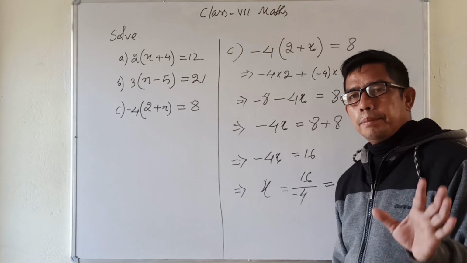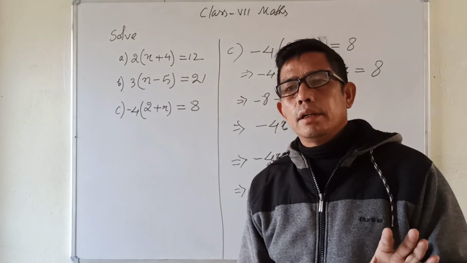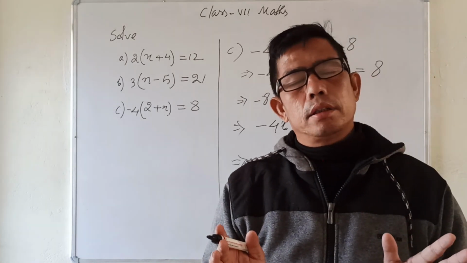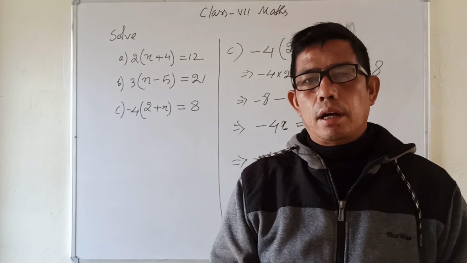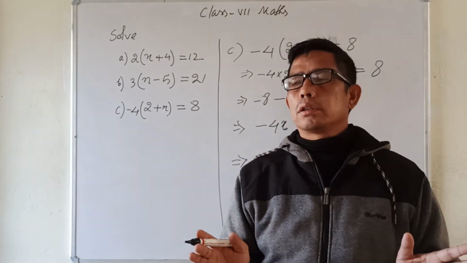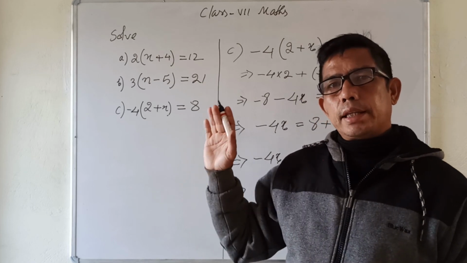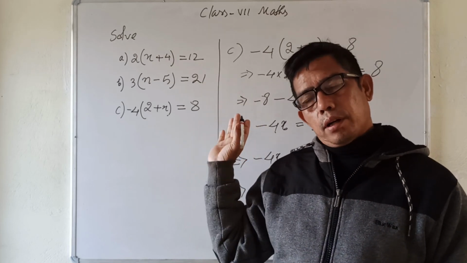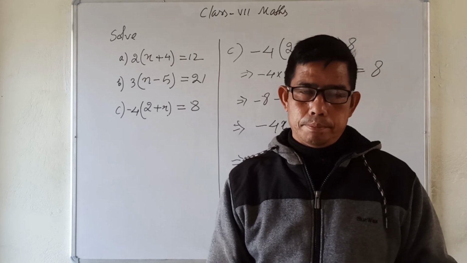So like this, if there is a bracket, the bracket should be operated first. Then you have to keep the term having the variable on one side, and those having no variable will be shifted, collected on the other side, and after that you can find the value of the variable.